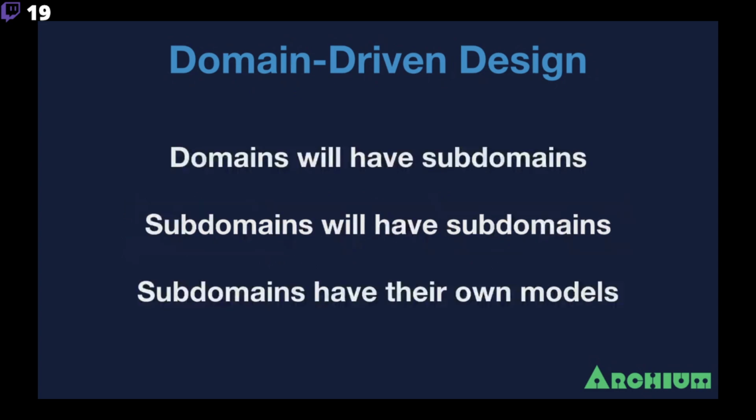Just one more thing about domain-driven design is that domains will have subdomains, and subdomains will have subdomains, and subdomains have their own model. So if we go back to banking, we can think a bank or banking is a domain, but within banking you've got transaction accounts and lending, and maybe you've got share sales as well. So they're all subdomains. Then within those subdomains, you'll also have subdomains. So a transaction account will have transactions and payments and interest and a bunch of other things. And within each of those subdomains, you have their own little models.